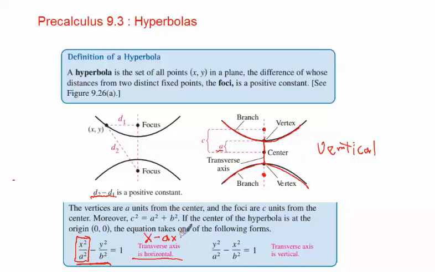And then if y squared comes first, that's the positive term, minus x squared, then the transverse axis is in the same direction as the y-axis, like in our little illustration above.